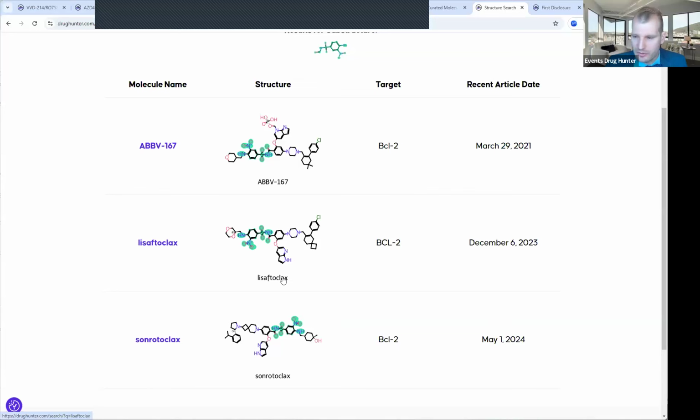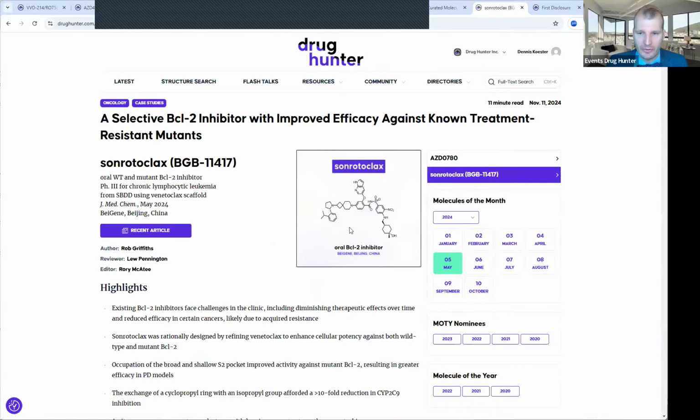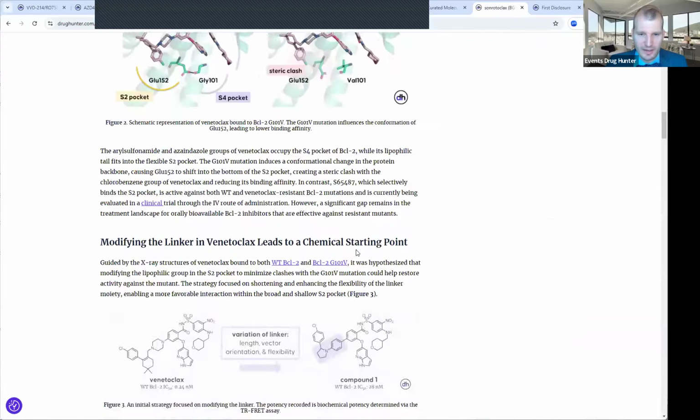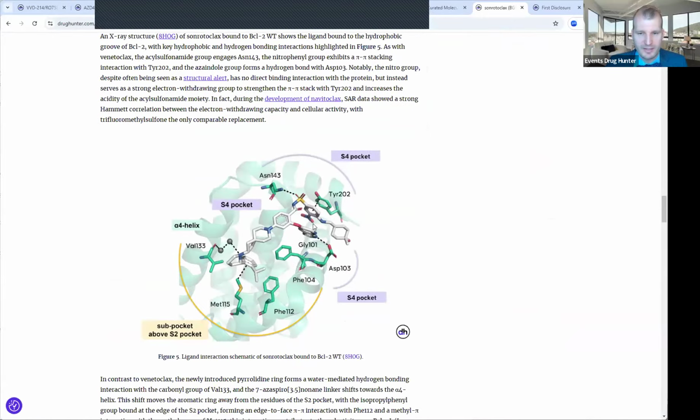And yeah, now, of course, the audience may wonder, my goodness, aryl nitro groups, that looks like a structural alert to me. What does that even do? So you can probably click in one of our case studies here, sonrotoclax, which we recently discussed, and then go into what Lou discussed, the structural discussion here. So we really discussed what this nitro group contributes. And as you can see, it doesn't make any direct interaction, but it strengthens the pi-pi interactions with tyrosine 202 in BCL2.